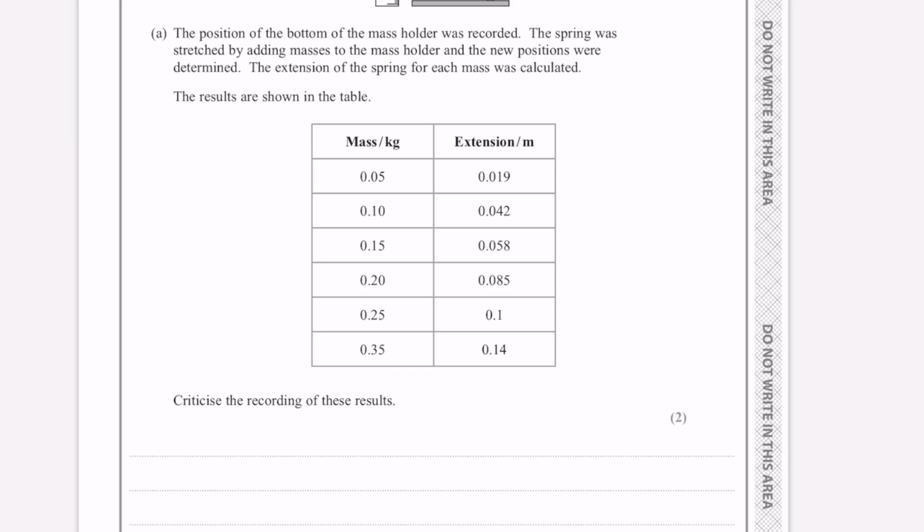Very often we also have to criticize the recording of some results. The most obvious error, which is almost always present, is inconsistency in the amount of decimal places. For instance, we can see how all of these are given up to 3 decimal places, and over here this reading only up to 1.